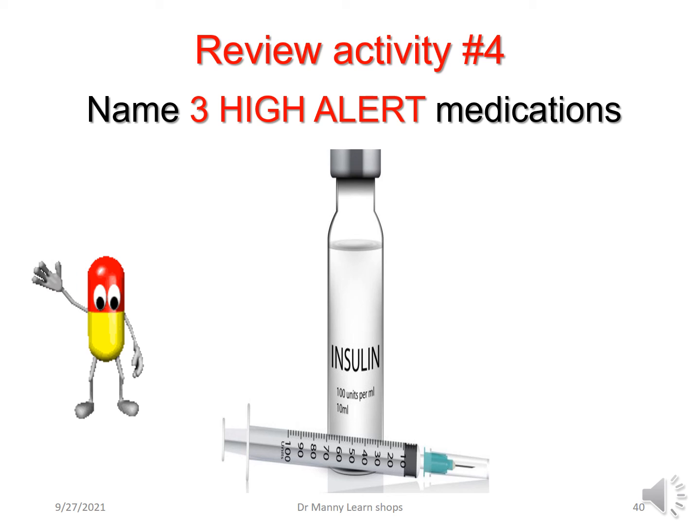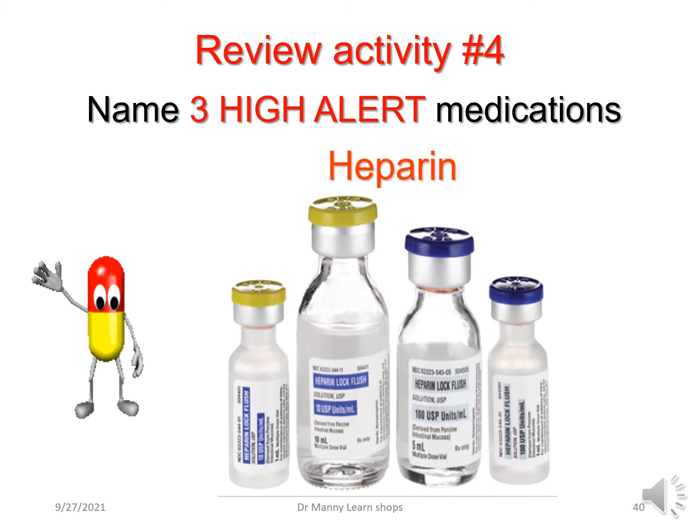Then you've got insulin. This can cause hypoglycemia. Hypoglycemia will cause, if severe, hypotension, a neurological complication, death. Heparin, it's an anticoagulant, it causes bleeding.